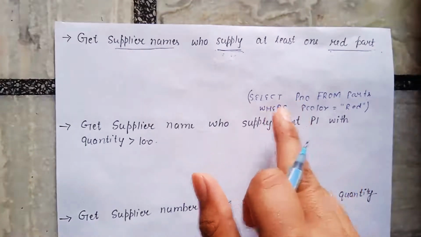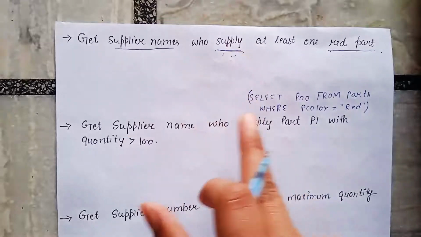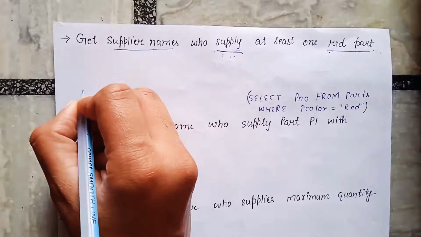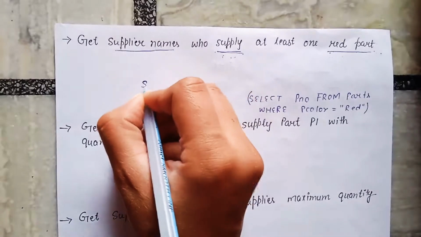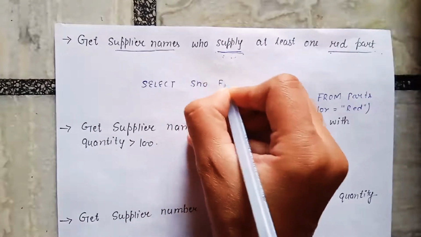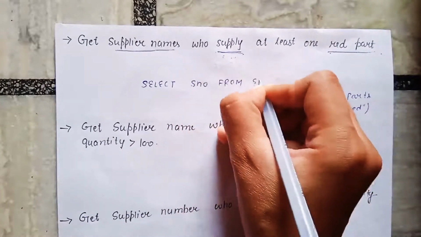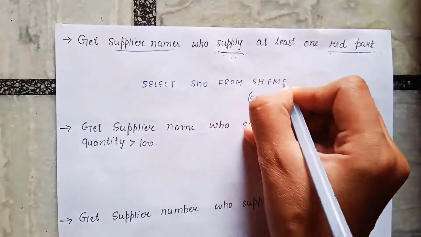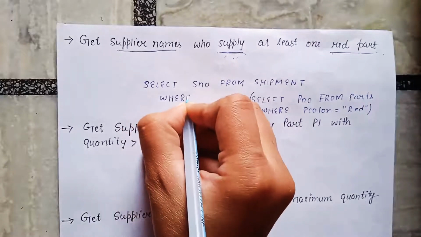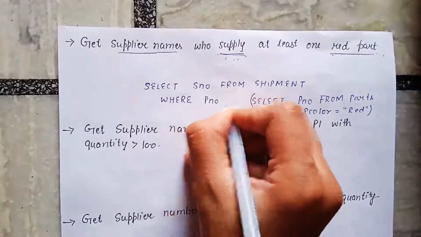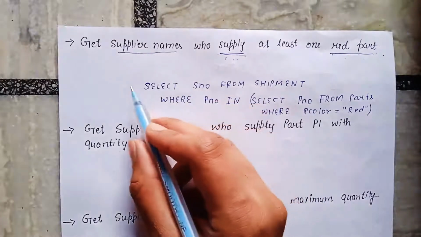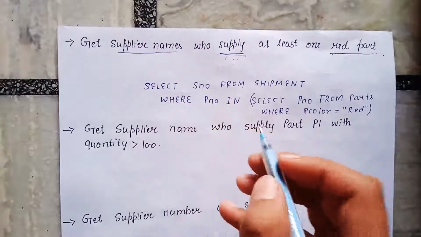Now we will use this inner query in order to fetch those suppliers who supply these parts, from the shipment table. Now the query would be: select S number from shipment table, where P number in. After the second inner query, we will get to know about those supplier IDs.